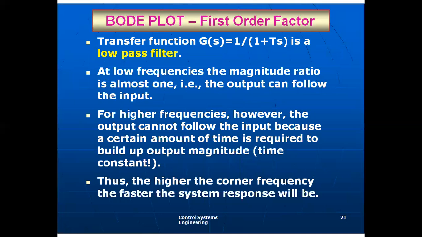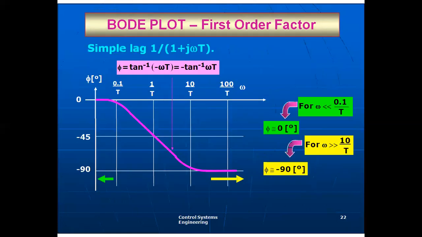Next, normally the first order factor is mainly used as a low pass filter. At low frequency, the magnitude ratio is almost 1, and the output can follow the input. For higher frequency, however, the output cannot follow the input because a certain amount of time is required to build up output magnitude. Thus, the higher the corner frequency, the faster the system response.